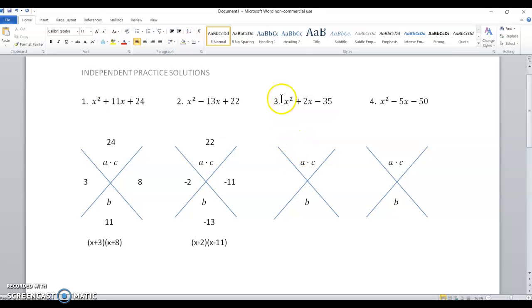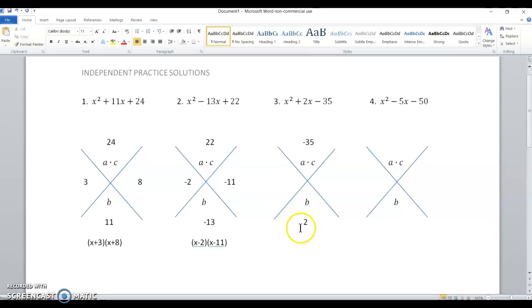The third one, a times c is 1 times negative 35. Pay attention to your signs. 1 times negative 35 is negative 35, and our b is 2. So we're coming up with two factors that will multiply to negative 35, but add to 2. So I want you to think about this one. If it's two numbers that multiply to a negative, well then we know one's going to be positive and one's going to be negative.